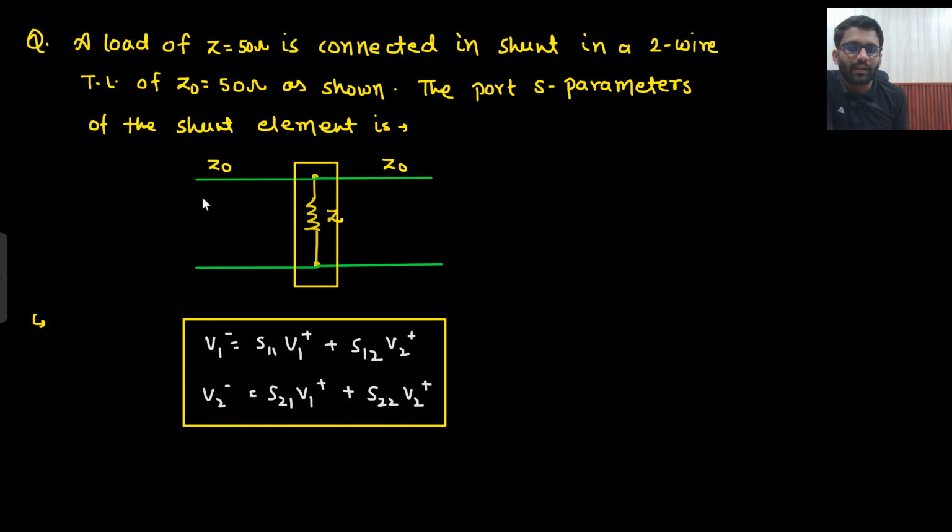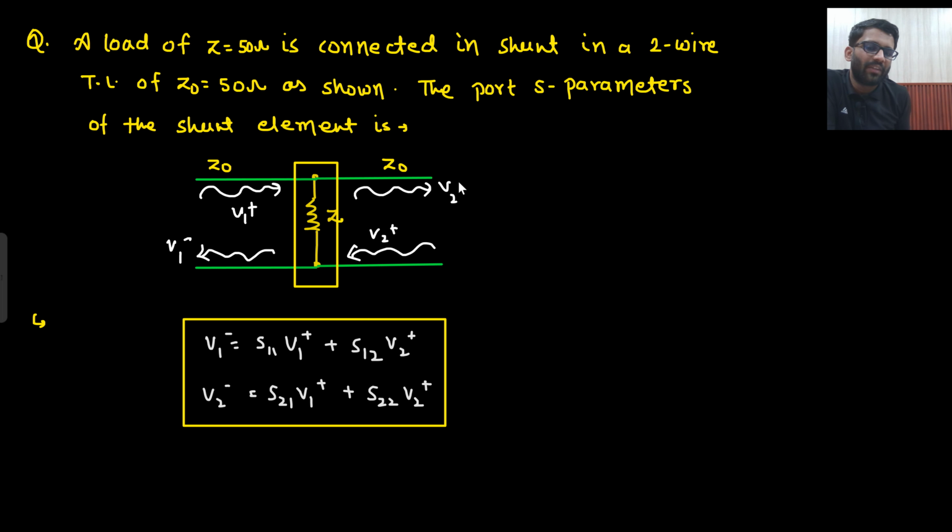So what are you going to do? Again, you will send V1 plus and receive V1 minus, you will send V2 plus and receive V2 minus. Some guys solve it with ABCD parameters. But if you need to solve it with ABCD parameters, if you need to apply some formulas blindly, then why are you studying? There is no meaning in solving it with ABCD parameters.